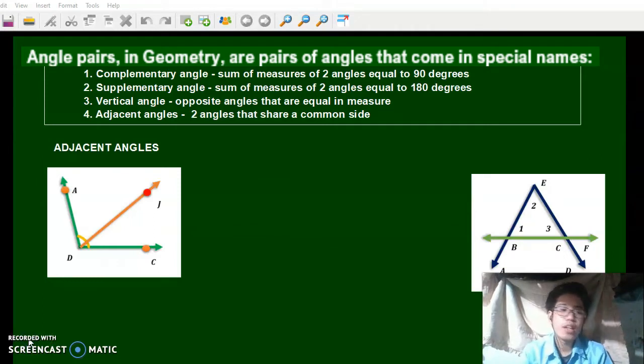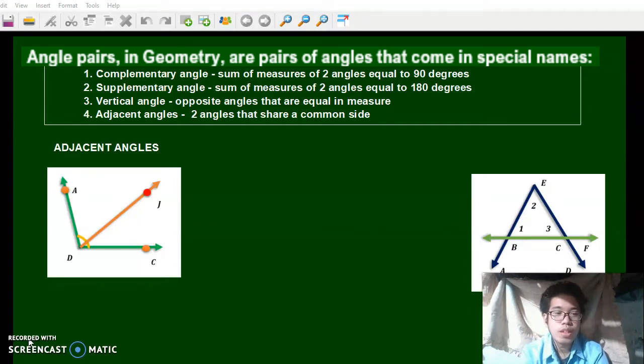So for today in Introduction to Geometry, we move on to our second module, which is about relations among lines and angles. And for today, the first topic is about angle pairs. Angle pairs in geometry are just, of course, two angles. They're a pair of angles and they have a special name.